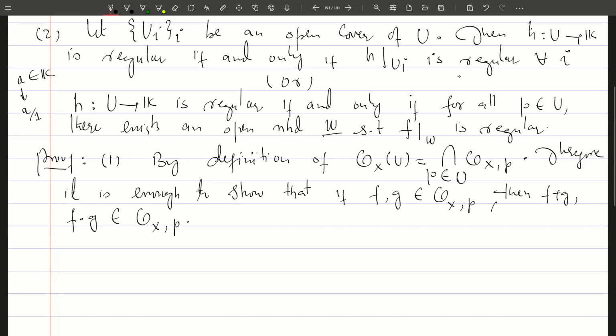So if F and G are elements of OXP, then the sum and product are both elements of OXP. The reason is that the set OXP is actually a ring. This follows from the fact that the local ring of X at P is a ring.